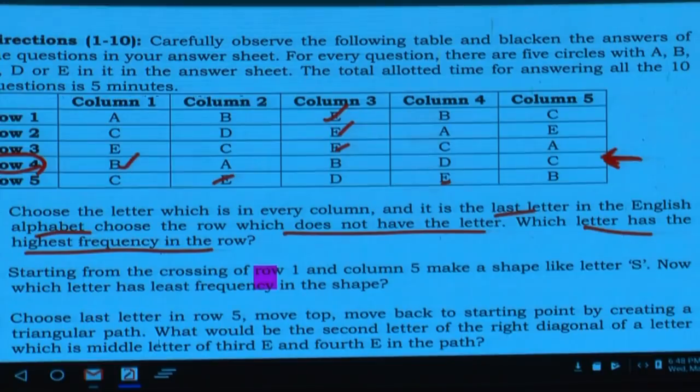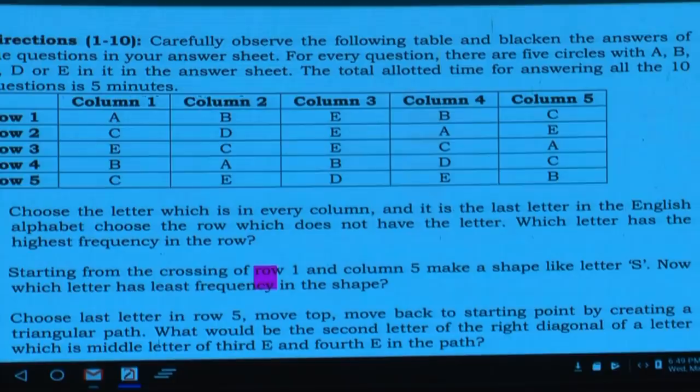Now B appeared 2 times, A appeared only once, C and D appeared only once. Hence A, C and D appeared only once, B appeared twice. Frequency is nothing but the occurrence of this one. Hence which letter appeared more than once? B appeared more than once, hence your answer is B. Is this clear now? Now this is about question number 1. Any doubts in this one, question number 1?